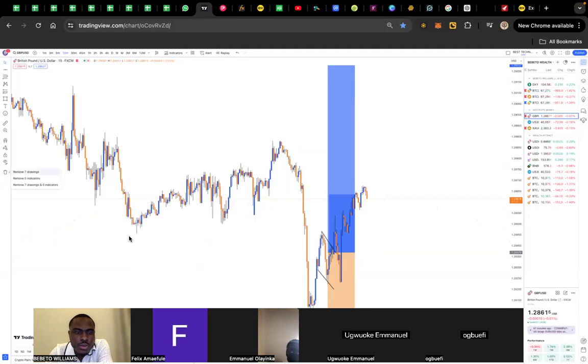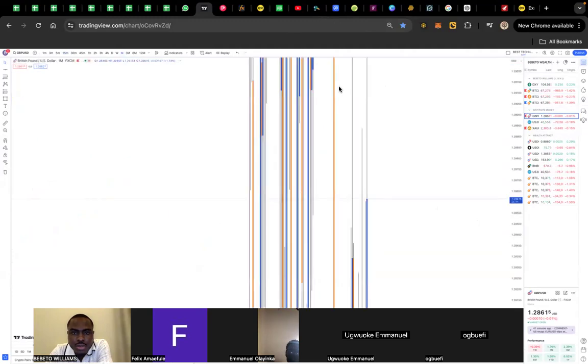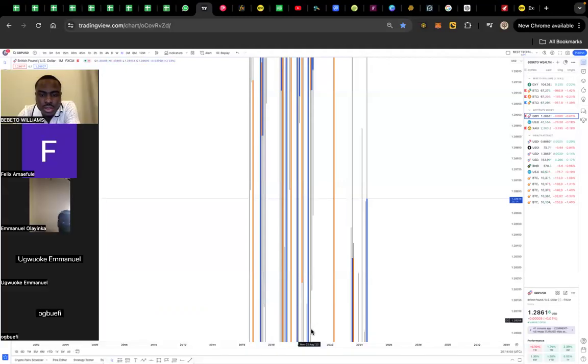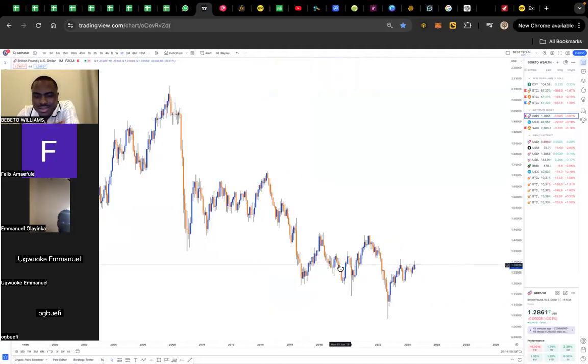I'll come over to GBP USD. Let me delete this. Same thing. We come over to the monthly time frame. What am I expecting on the monthly time frame, please? Simple and straightforward. I want to know the direction of the monthly time frame. What direction is the market giving? It's a no brainer. The market is selling. The market is in a downtrend structure on the monthly time frame.